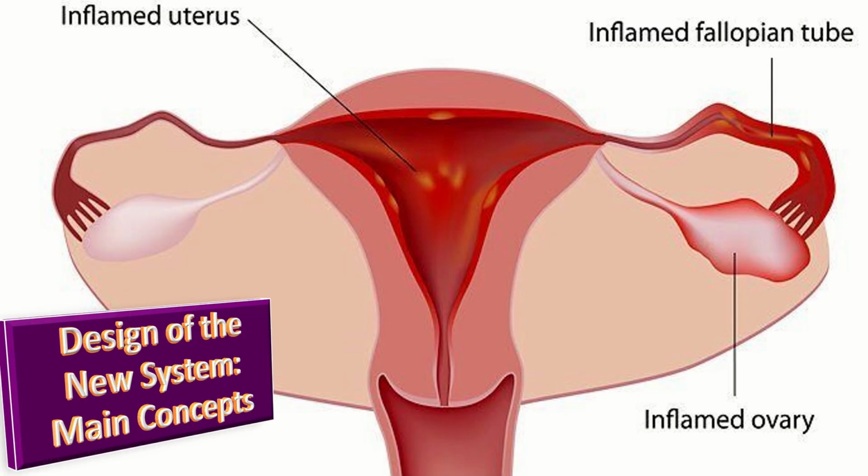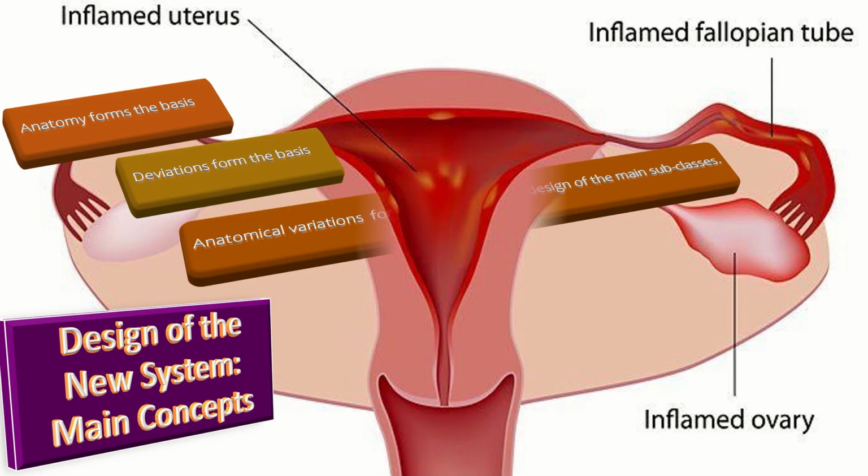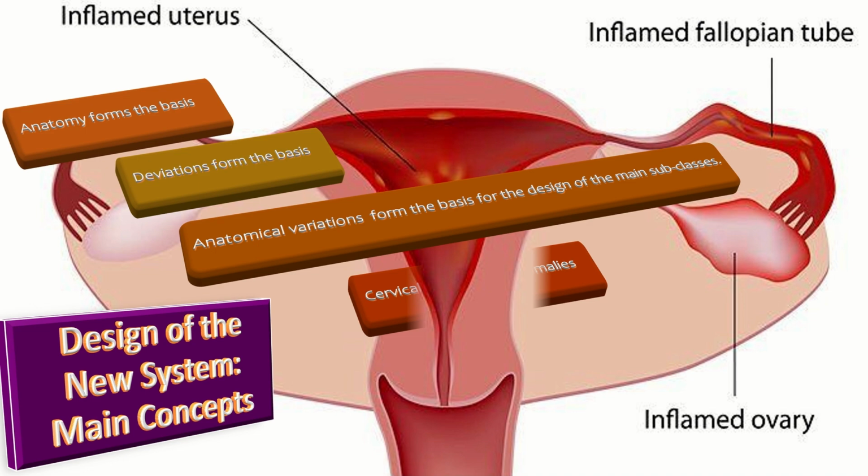The ESGE classification system has these general characteristics. First of all, anatomy forms the basis of systemic categorization of anomalies. Deviation of the normal uterine anatomy forms the basis for the design of the main class. Anatomical variations within the main class expressing different degrees of uterine deformity and having clinical significance form the basis for the design of the main subclass. Cervical and vaginal anomalies are classified in independent supplementary subclasses.